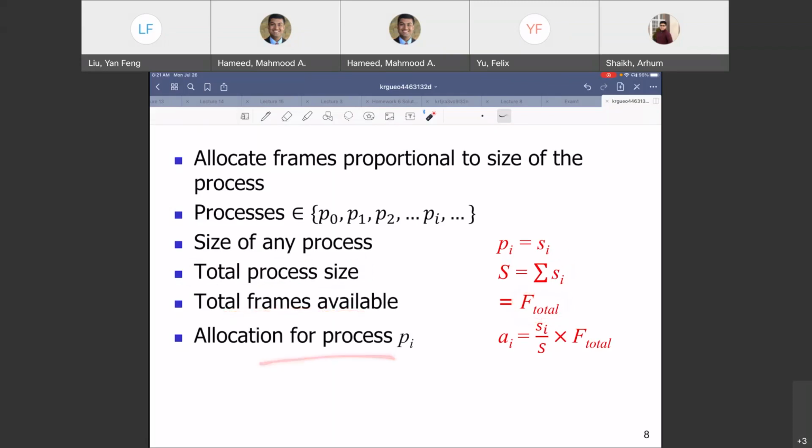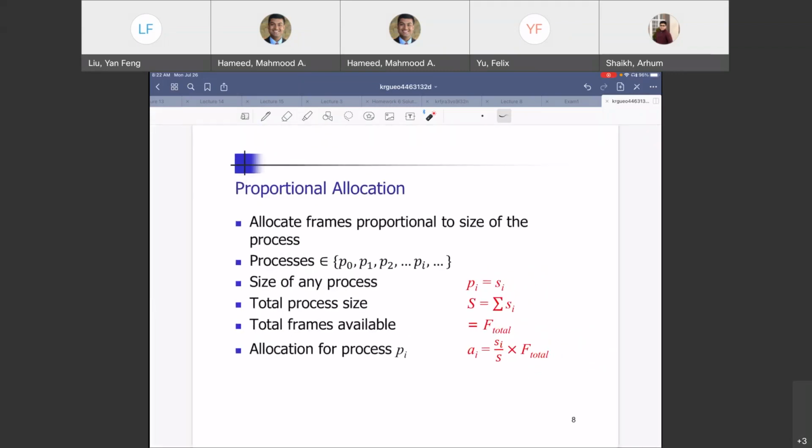Allocation for each process is going to be proportional to its size. So find out the weight using the size of each process divided by the total size, multiplied by the total number of frames. So you're finding out the weight that goes along with the frames by using this particular ratio, S sub i divided by S. Size of each process divided by total size. Questions here about proportional allocation?